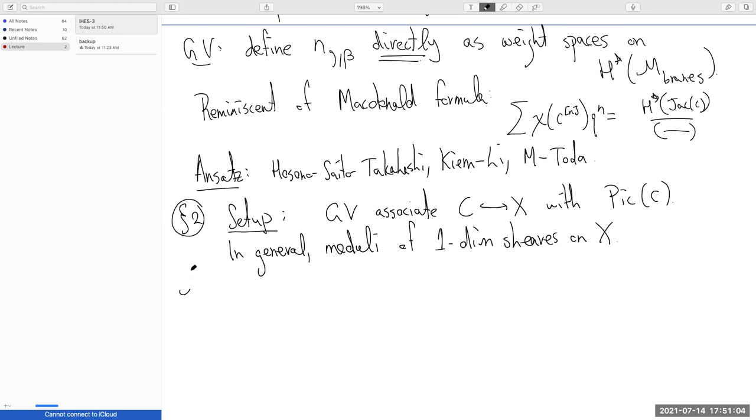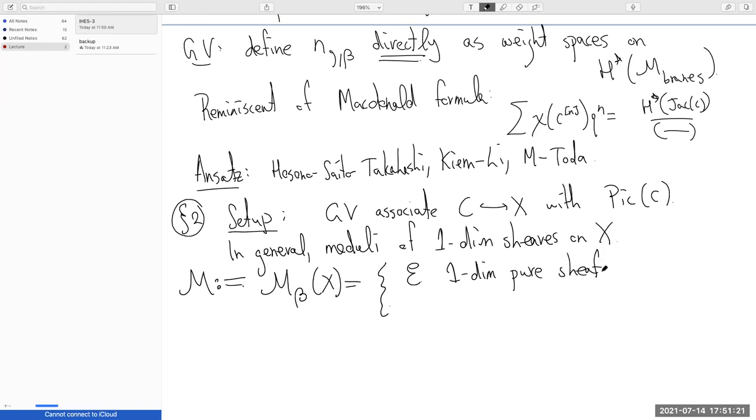More precisely, what I'm going to define is this. I'm going to take M beta of X, the moduli space of E, a one-dimensional pure sheaf, where again the support of this sheaf is in class beta. And I'm going to fix the Euler characteristic to be equal to one. Okay, and then satisfying some kind of stability.